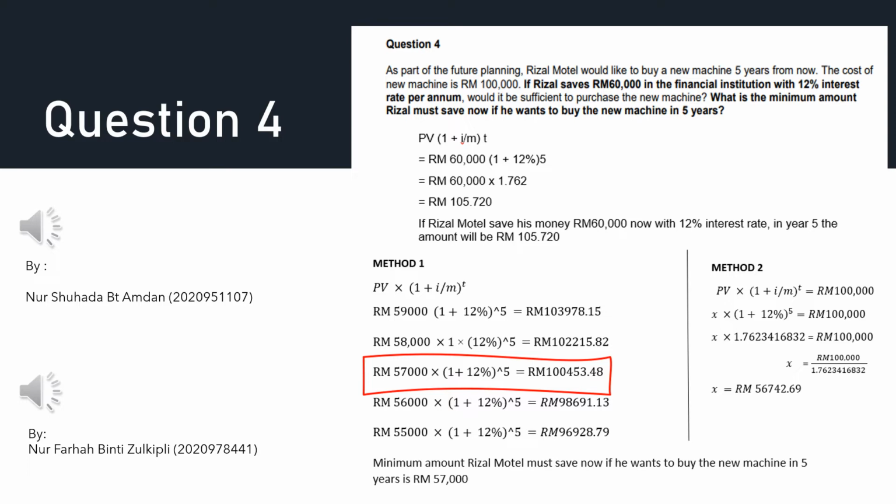RM 60,000 must be multiplied by 1.762 and the answer is RM 105,720. If Rizal saves his money RM 60,000 now at a 12% interest rate for 5 years, the amount will be RM 105,720.